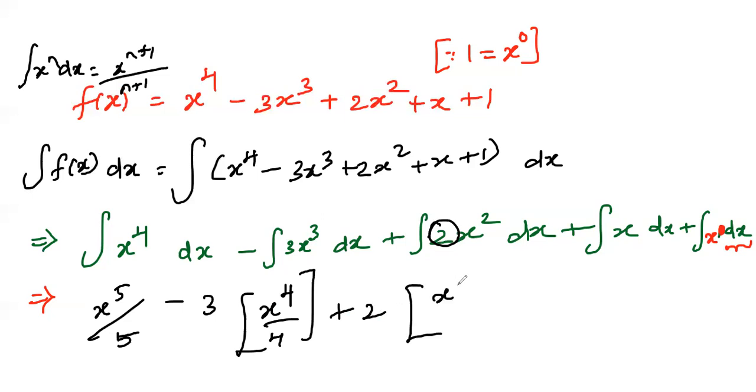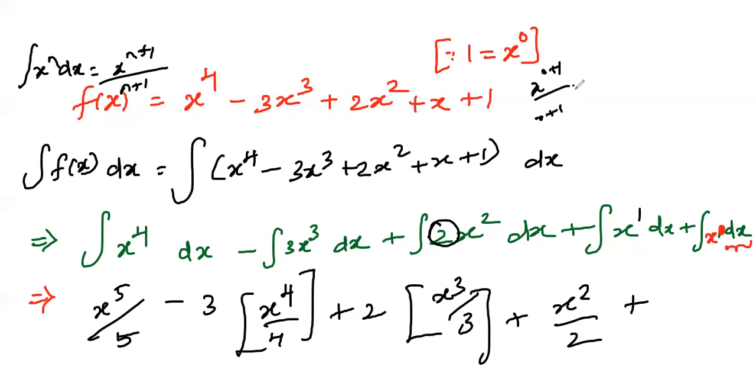So x square will become x cube by 3. And you do have x here. x means it's x power 1, isn't it? So it will become x power 2 upon 2, and x power 0 will become x power 0 plus 1 upon 0 plus 1, which is x power 1 by 1. x power 1 can be written as x, simply, right? You don't have to put it like x power 1 by 1. It's just x.